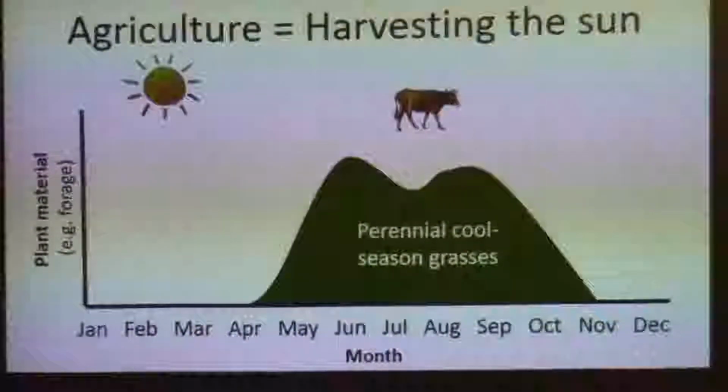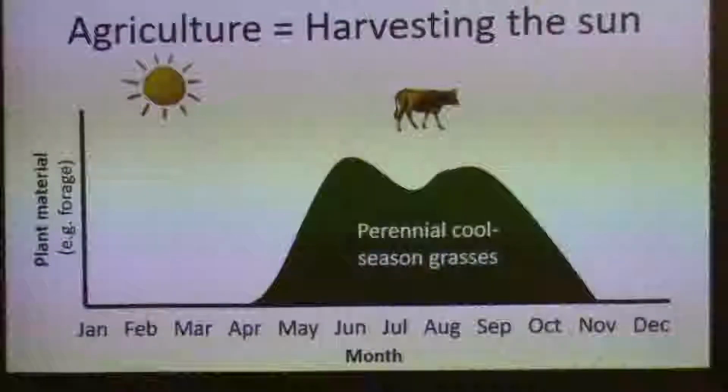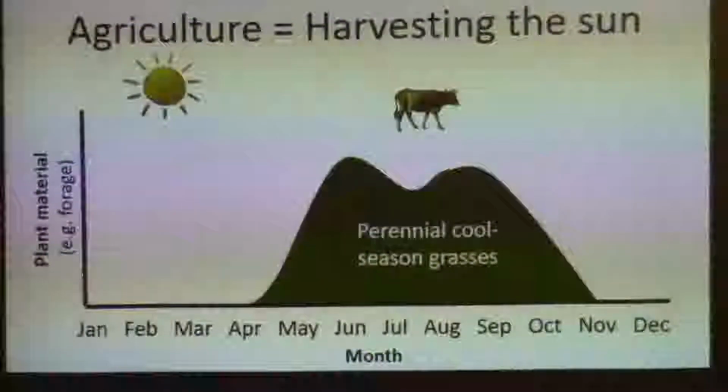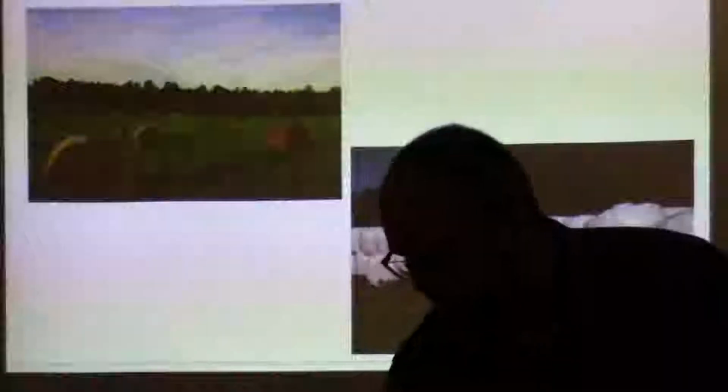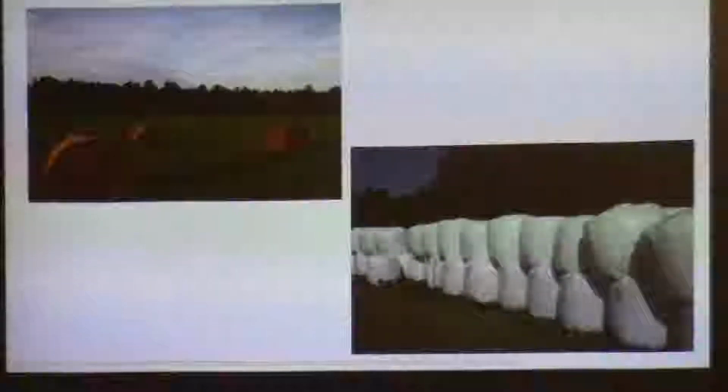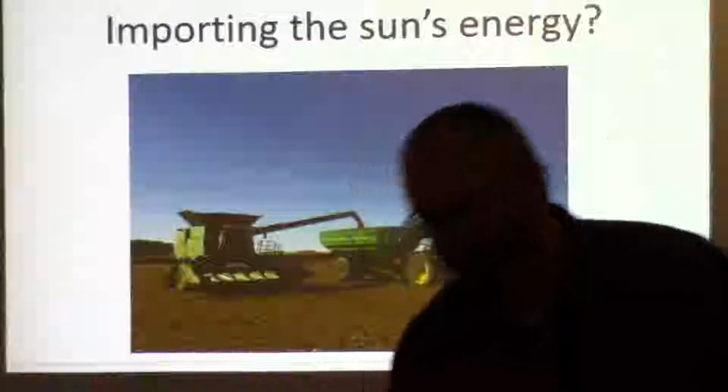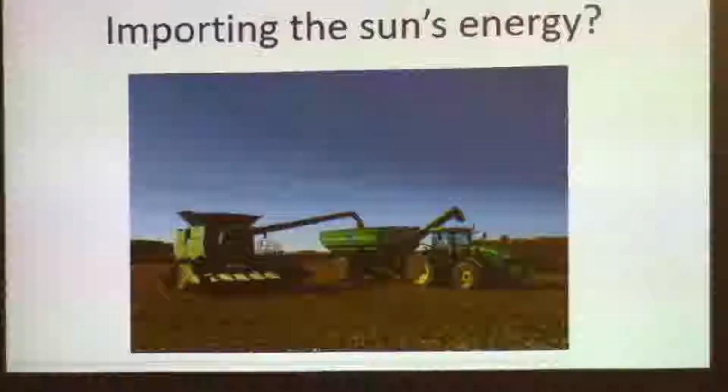Now, of course, our cows don't starve during the other periods of the year, right? And that's because we harvest as much as we can, where we can, when we can, and then save that for those other portions of the year when we cannot grow it. Or, I should say, or, we import the sun's energy from another part of the country in the form of grain, right?